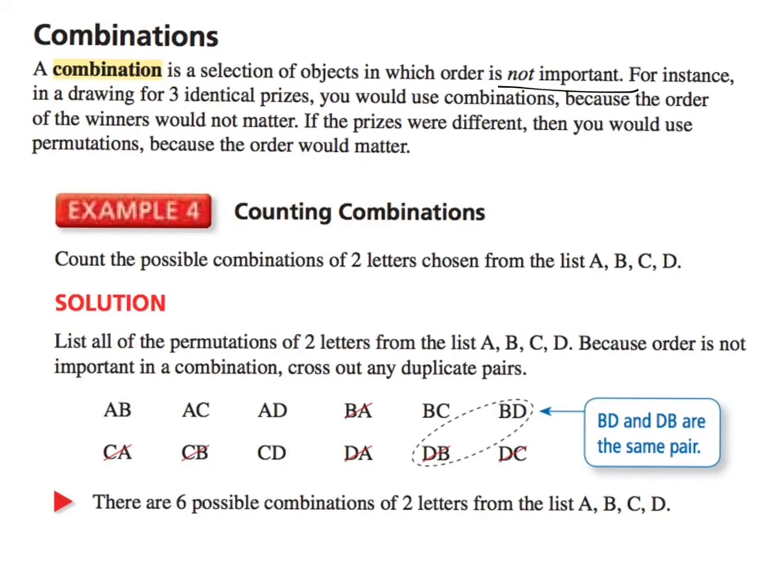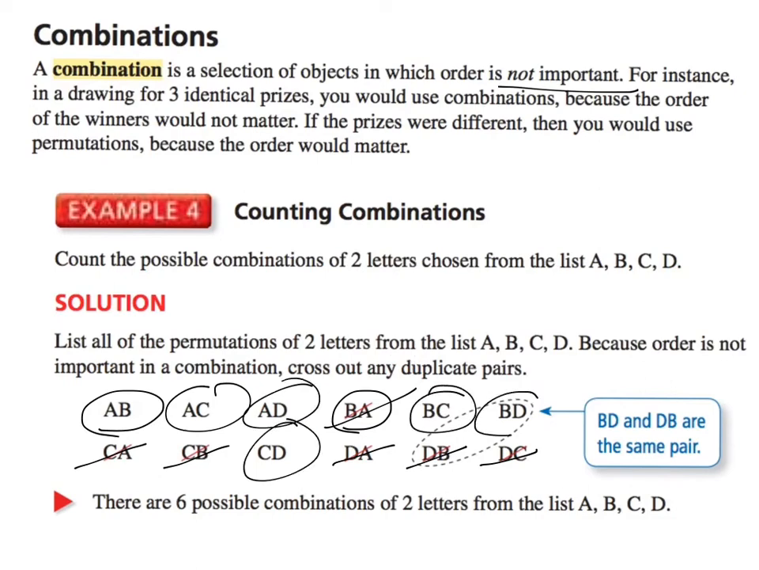So let's look at example number 4. I want you to count the possible combinations of 2 letters chosen from the list. So we would list all the permutations of 2 letters, in which right here, order would matter. Now, because order is not important, we can cross out any duplicate pairs. So as you can see, AB and BA are the same thing. So I can cross off BA because order doesn't matter. I can cross off one of those and so on. So if I cross them out, you're left with 1, 2, 3, 4, 5, 6. 6 possible combinations of 2 letters from the list.